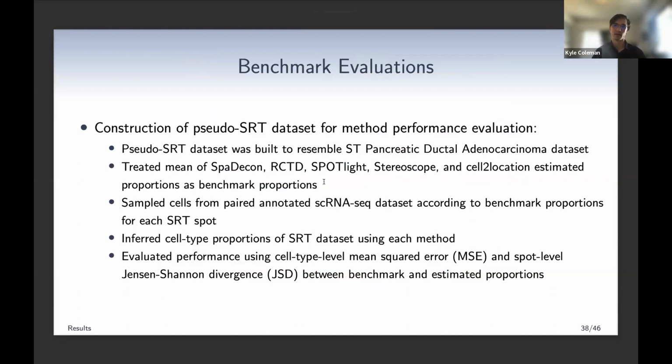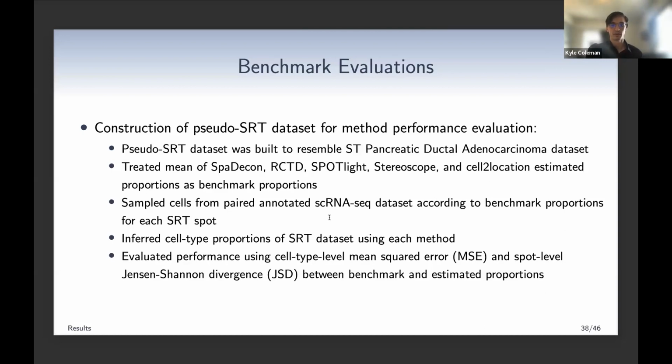So by taking the mean, it would help in preventing it from being biased, as opposed to just using one of the methods' proportions as the default. We then sampled cells from a paired annotated scRNA-seq dataset according to these benchmark proportions for each SRT spot, and constructed the SRT dataset based on the cells that were sampled by summing over their counts for each spot.